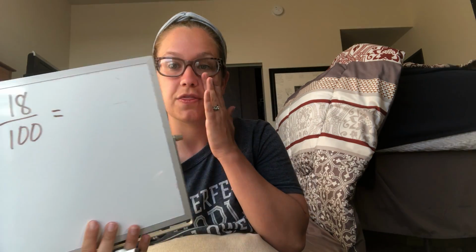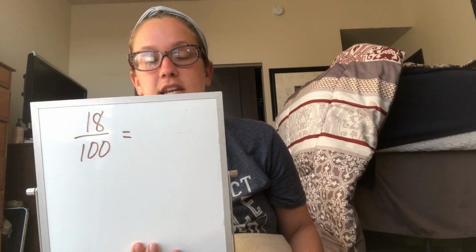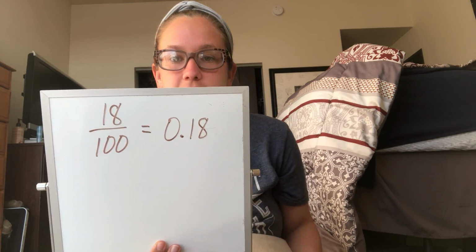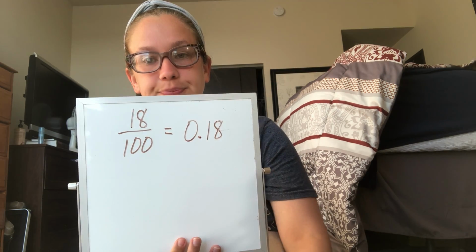Alright, now, number 10, fractions to decimals and decimals to fractions. So here, let's look at A. We are given 18 over 100 and need to put that into a decimal. 18 over 100. 18 hundredths. As a decimal, it would just look like this, right? So this is the same as 18 hundredths.